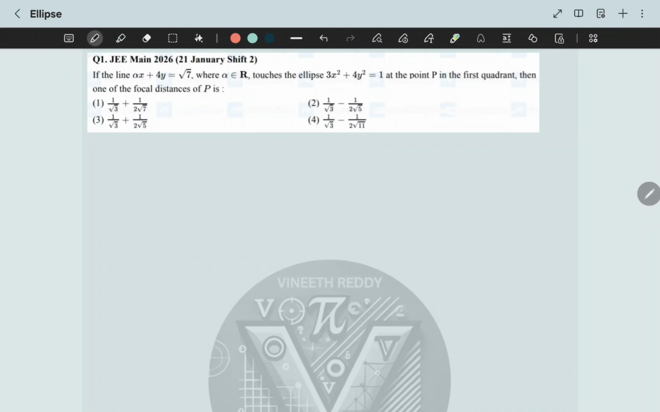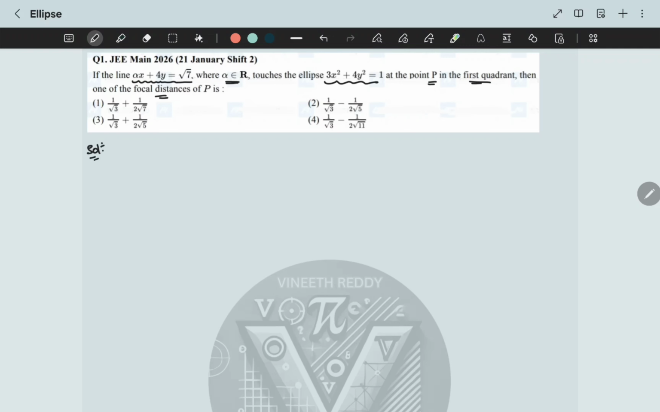Hello students, in this video we will be solving questions of the topic ellipse from conic section. The first question says: if the line alpha x plus 4y equals root 7, alpha belongs to R, touches the ellipse, that means this line is a tangent to the ellipse at the point P in the first quadrant, then one of the focal distances of P.